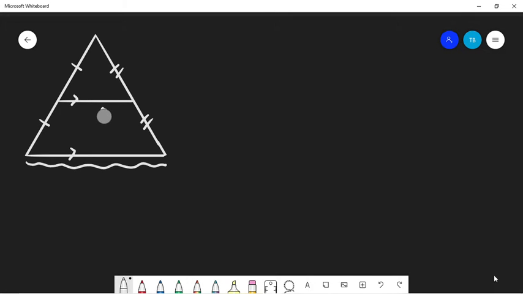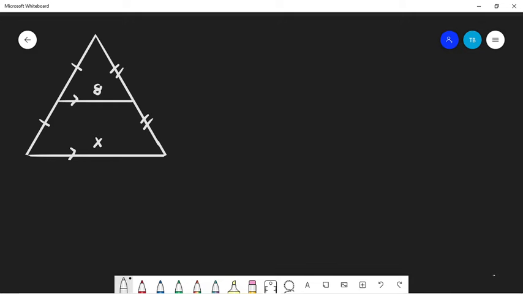I'll just erase some of this extraneous information here. All right. Okay, so for the first example, we'll say that the midsegment is 8 units long, and then we are asked to find the length of the third side of the triangle.